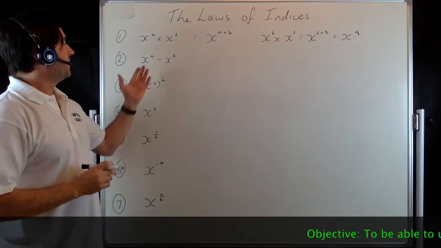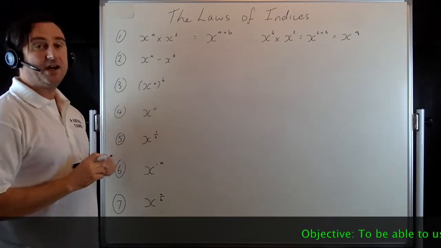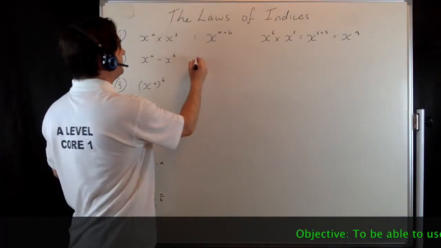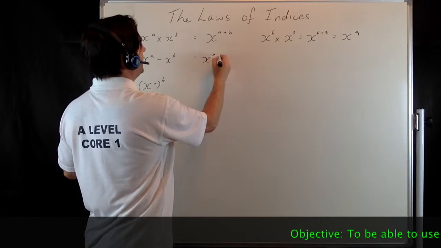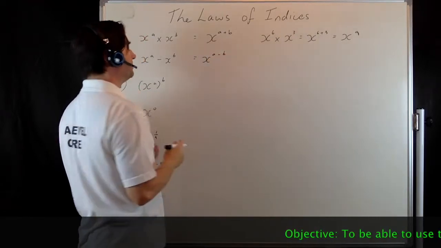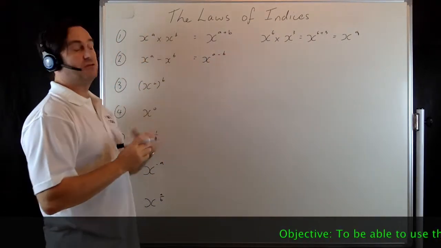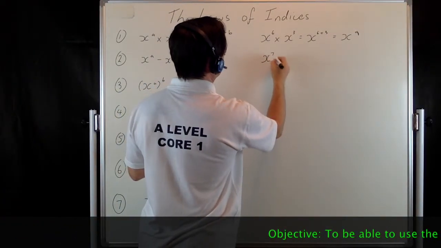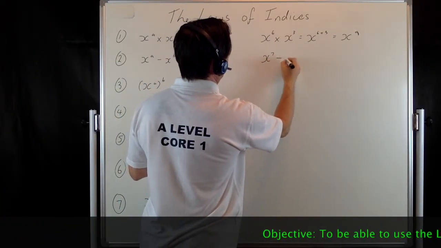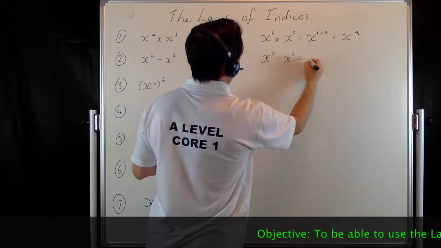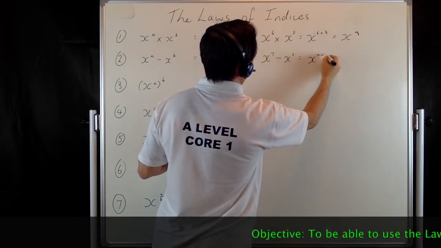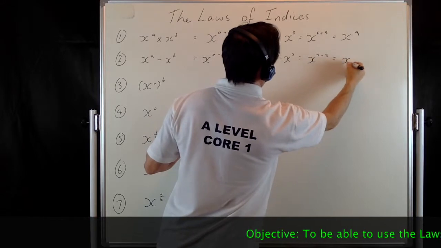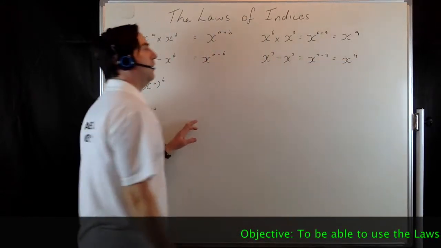Second one, this is our division law. If you are dividing indices, then this becomes x to the A minus B. If you're dividing, you subtract the indices. So for example, if you've got x to the 7 and you're dividing that by x to the 3, that becomes x to the 7 take away 3, which of course is x to the power of 4.